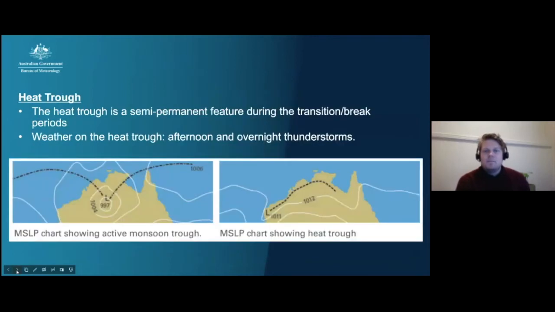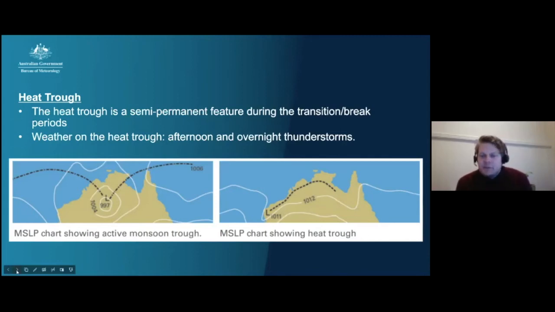And then what we have basically over the northern part of the continent, usually during that kind of transition period, is what we call a heat trough. You'll notice if you're in Queensland or NT or WA and you're looking at the weather map, you'll see inland this trough kind of extending all the way down.